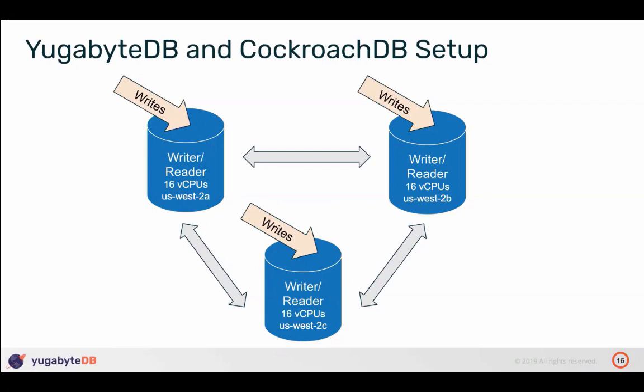Each of the nodes is 16 vCPUs, and it's US West 2A, 2B, and 2C. So it's a three-zone deployment, and it gives you active-active semantics in the sense that if one of them fails, the other one seamlessly picks up. And it's fully consistent, so you don't have to worry about failures in this case or promoting one to become a reader or a writer and so forth.